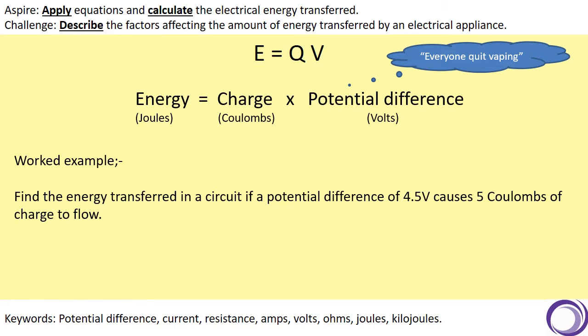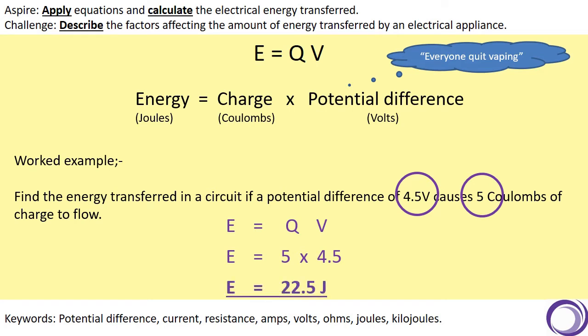We do what we always do. We write the formula down. And then underneath the formula, we put in what we know. We know that 4.5 volts is the V, and we know that 5 coulombs is the Q. So energy equals 5 times 4.5, which is 22.5, and we measure energy in joules. 22.5 joules, and that's to 3 significant figures.